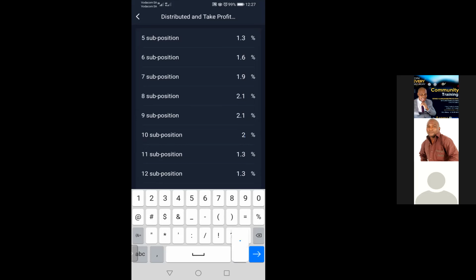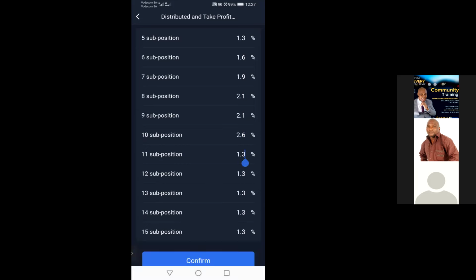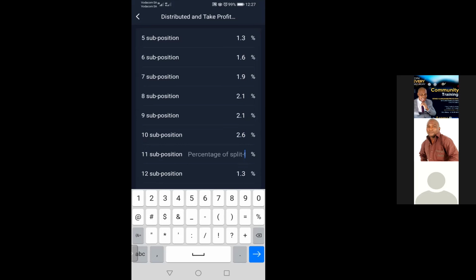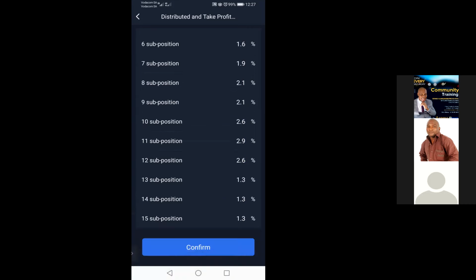And then 11 is 2.9. And then 12 is 2.6 again. And the remaining positions 11, 11.